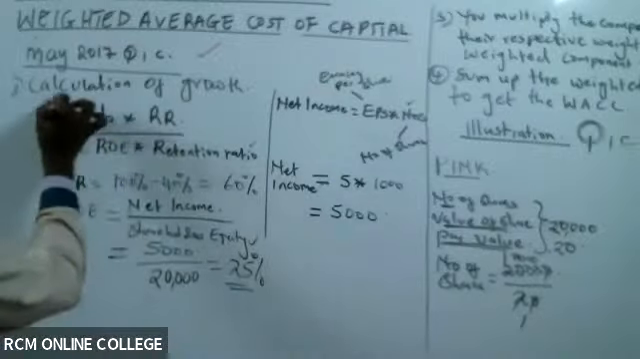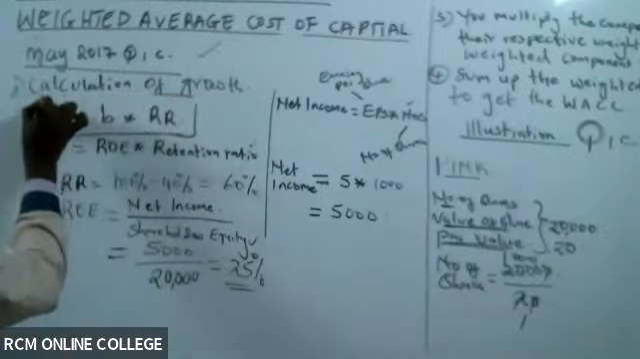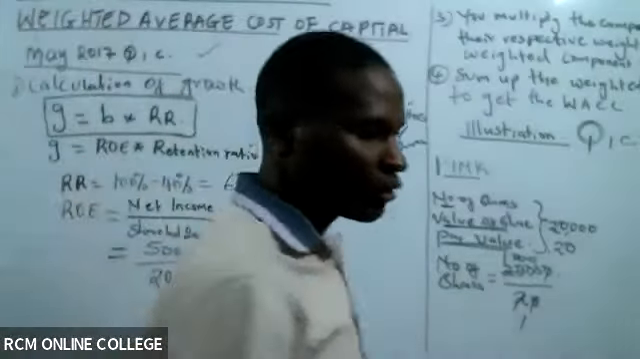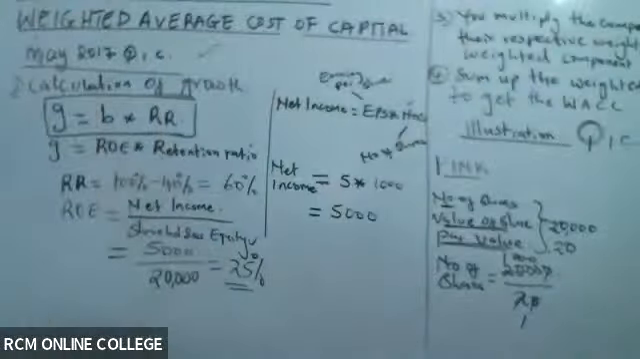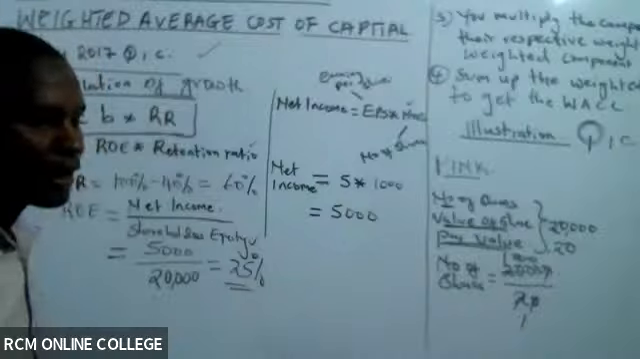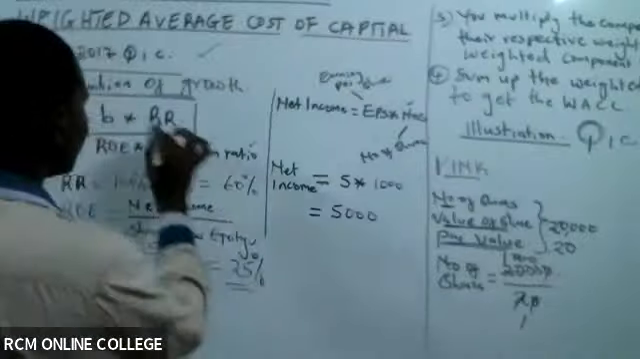This formula is very important. Can you get G for me? Everyone is now getting G. Once we get G, we are good. G is 15% from everyone. Getting G is easy.